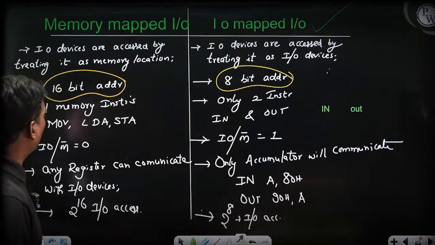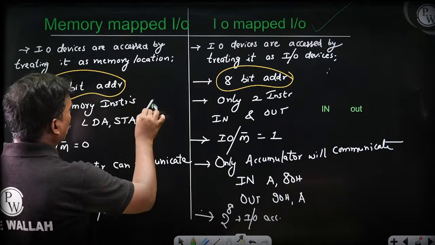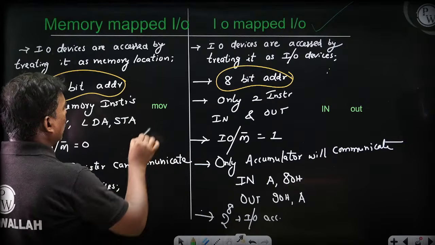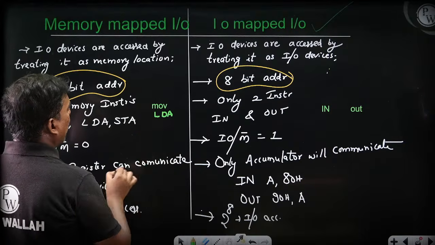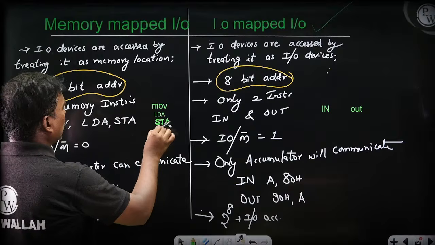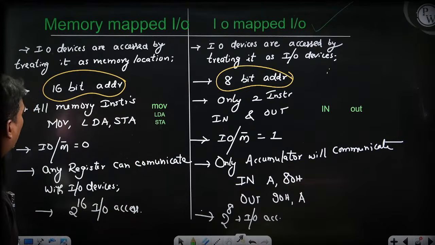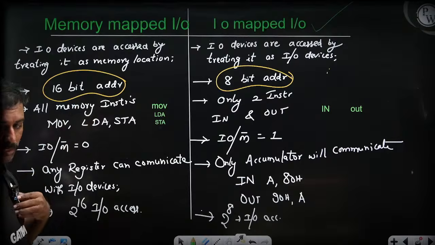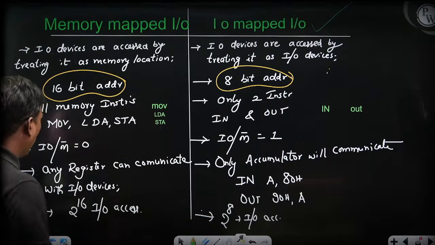These are the instructions we are using, and here we are using MOV, LDA and STA. In memory mapped IO, looking at the hardware pin diagram, IO/M bar is equal to 0.